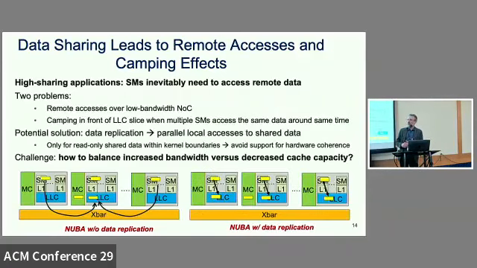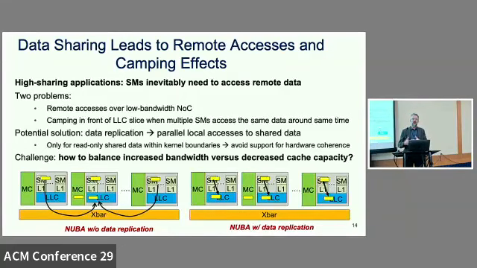A possible solution is to do data replication. But then, what about cache coherence? The thing is, we do this only for read-only shared data within kernel boundaries, so that avoids the support needed for hardware coherence, and that allows for parallel accesses to these shared data structures.